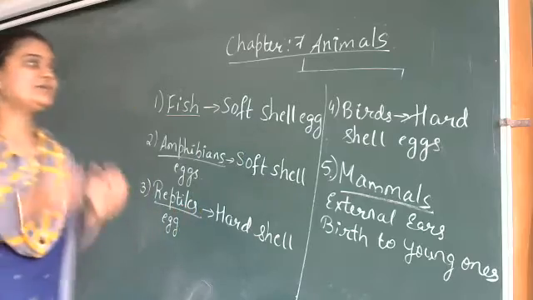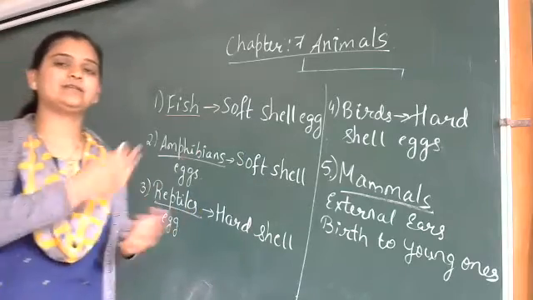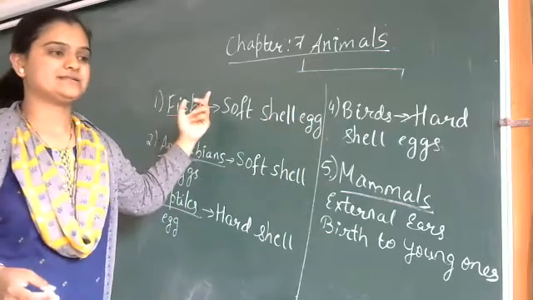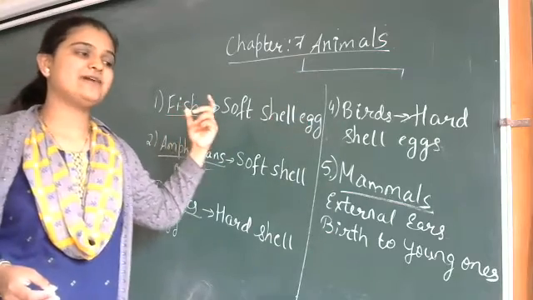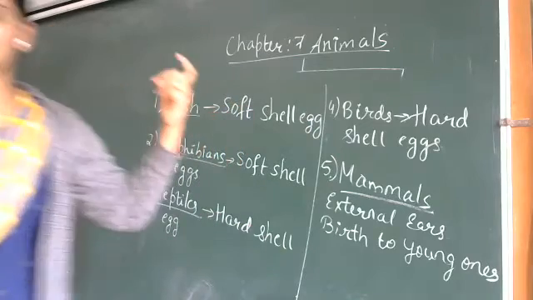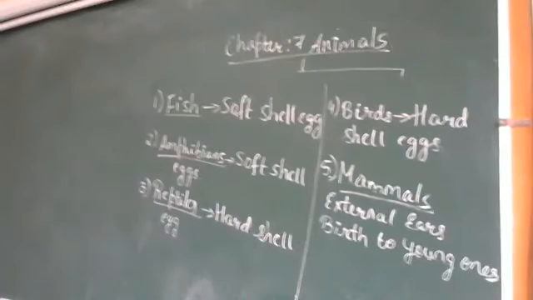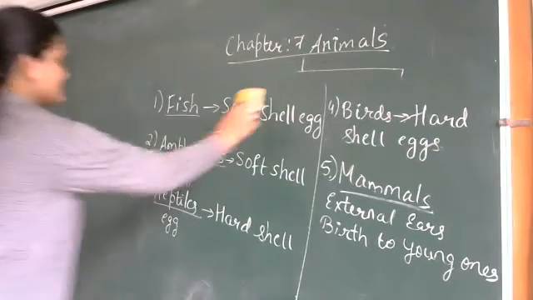But please understand the two main classifications, invertebrates and vertebrates. These all come under vertebrates, the ones which have a backbone. Is it clear? Yes, ma'am. Fine. Now we will look at the body covering of animals.